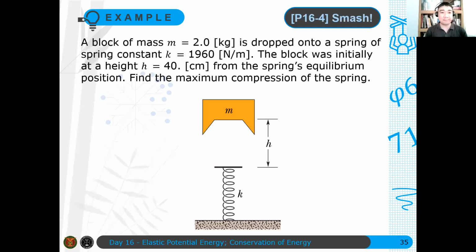So let's have another example here. A block of mass m is 2.0 kilograms. This block is dropped onto a spring of spring constant k, which is 1,960 newtons per meter. The block was initially at a height of 40 cm from the spring's equilibrium position. Find the maximum compression of the spring. Okay, so that's what we want, the maximum compression of the spring.